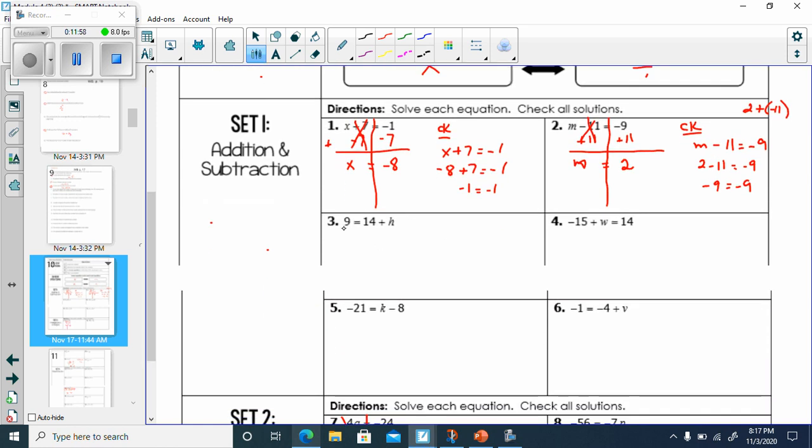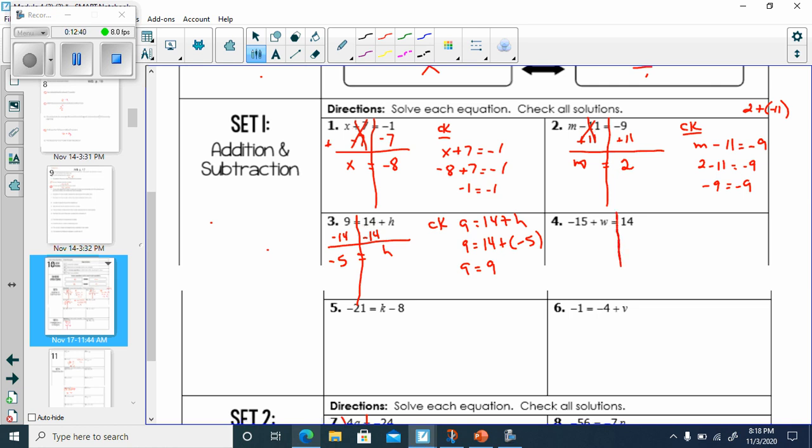All right? 9 is equal to 14 plus H. I'm trying to solve for H. I would subtract 14 from both sides. H is equal to 9 minus 14, which would give me negative 5. How do I check that? 9 is equal to 14 plus H. 9 is equal to 14 plus negative 5. If I've got a 14 plus a negative 5, I've got 9. So this is correct. The solution is H is equal to negative 5.